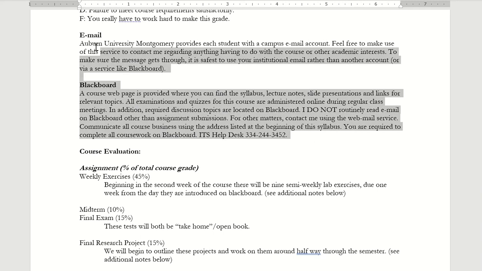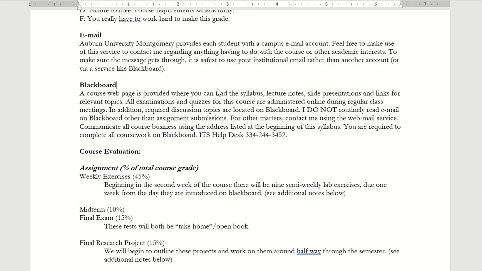Email and Blackboard. Blackboard is going to be the main means of material conveyance. So that's where you're going to find all the content for the course. It may have ways that you can communicate with me built into it, but just to ensure that I get back to you as soon as possible, email me at my AUM email account, ncube@aum.edu, if you have any issue.